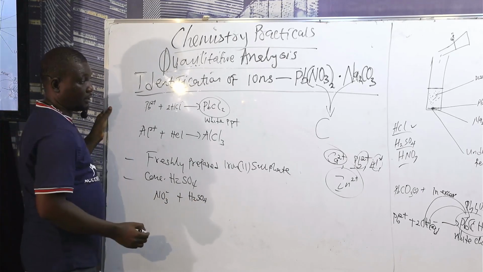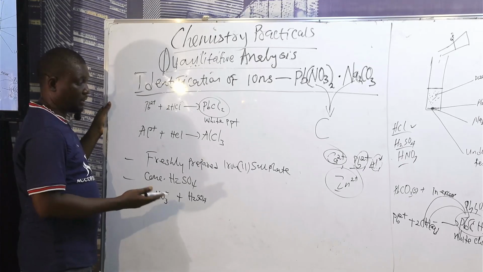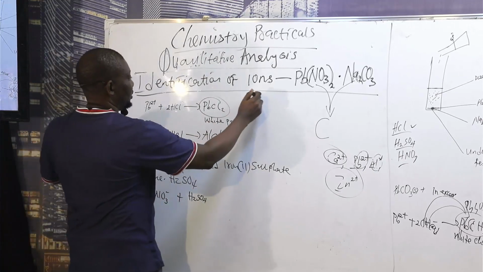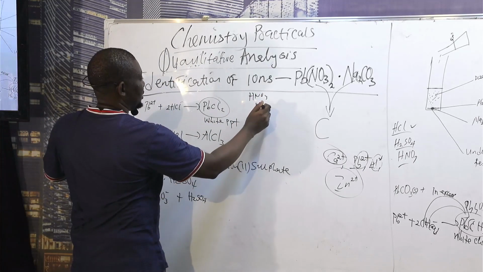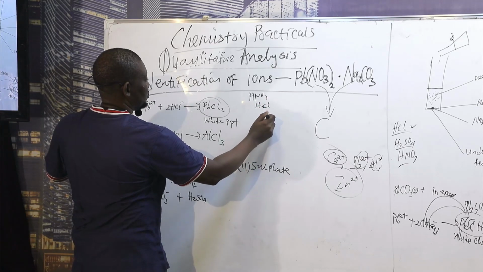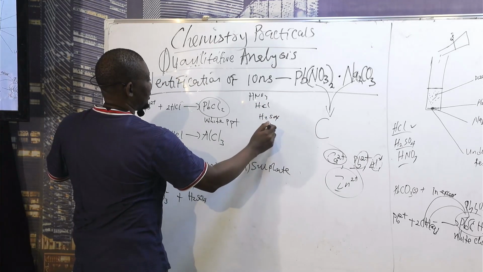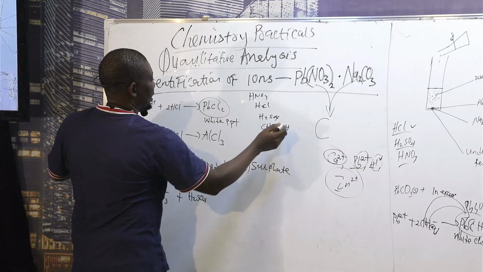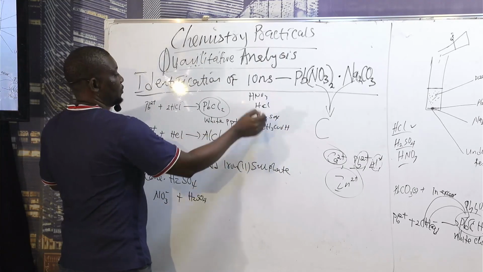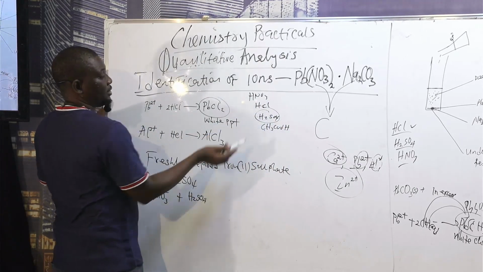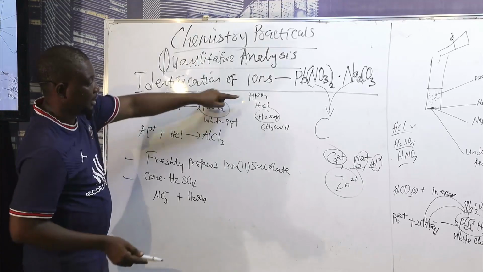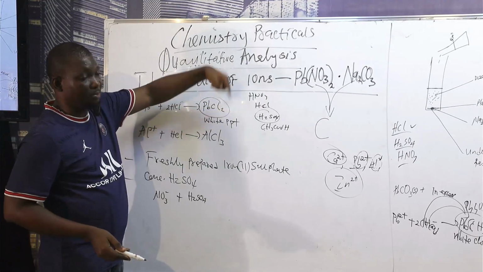Recall that H2SO4 is seen as the king of acid. Most acids, if you are talking about HNO3, HCl, H2SO4 or even ethanoic acid, all of these are more volatile than this. So this particular acid is going to precipitate at least these two acids from their salts.